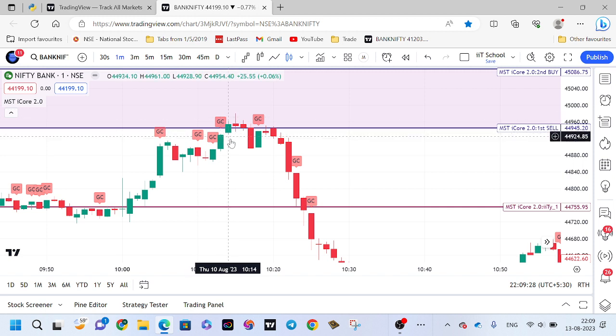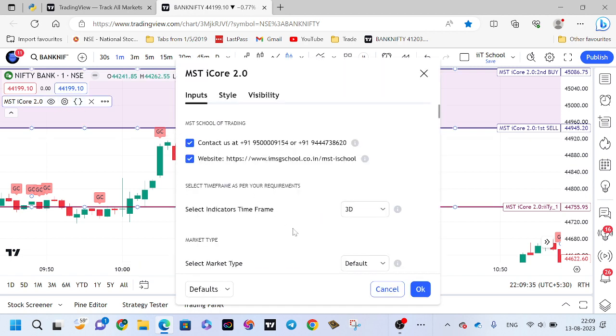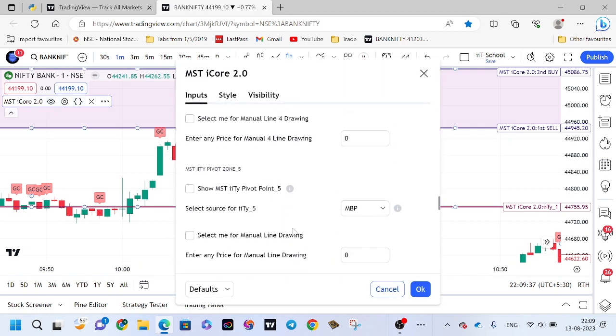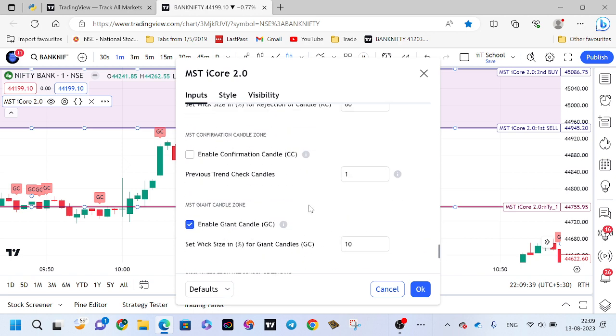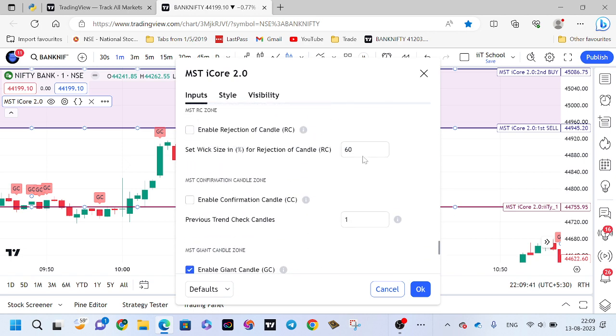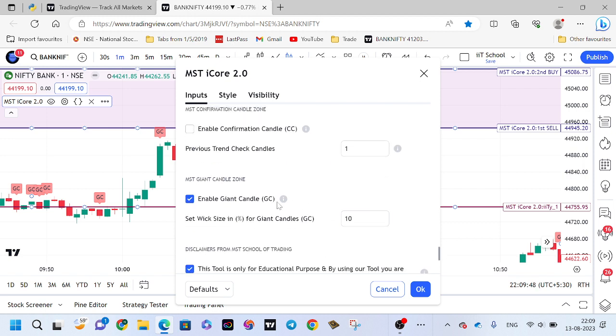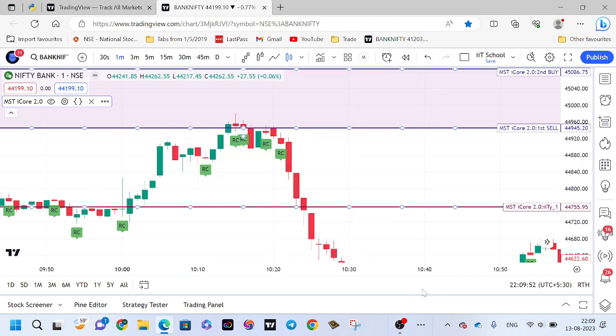Here we have to wait for one confirmation candle, R3C or RC something. So go here. If you are using the 1 minute time frame, you can use the setting 30. Okay, the RC candle you can use 30 for 1 minute. For higher time frame, you can use accordingly. You have to check, right? You can do back testing, then you can decide.